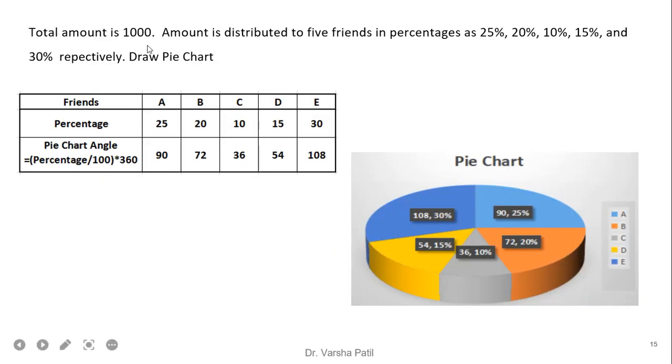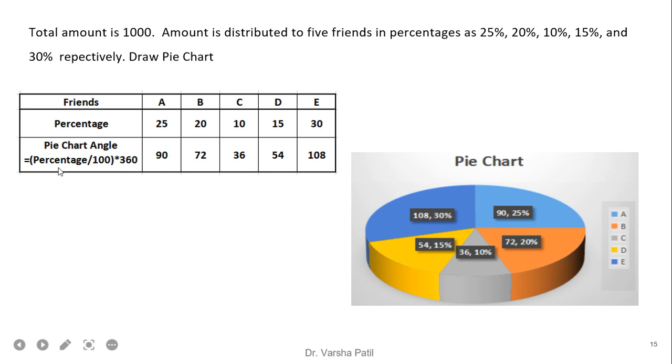Now see this example. The total amount is 1000. The amount is distributed to 5 friends in percentages 25, 20, 10, 15 and 30. Draw the pie chart. So A, B, C, D friends are there, and this is the percentage. When we add them, it becomes 100%, and now we require to represent this value into 360. So the total 100 we require to map to 360.